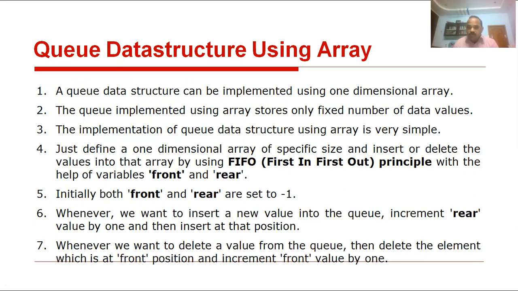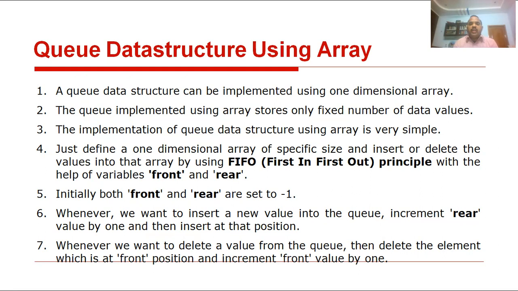So we know a queue data structure can be implemented using a one-dimensional array. The queue implemented using array stores only a fixed number of data values. The implementation of queue data structure using array is very simple. Just define a one-dimensional array of specific size and insert or delete the values into that array by using the first in first out principle with the help of variables front and rear.